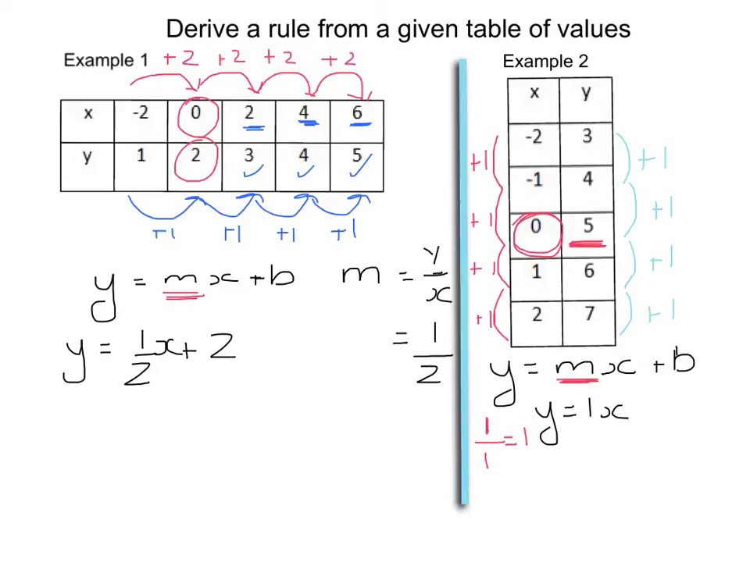Because the letter B actually means where it crosses the y-axis, or what it does when x equals 0. And in this case, when x equals 0, it gives me a value of 5. Now remember, 1x can also be written as x, so we get y equals x plus 5.